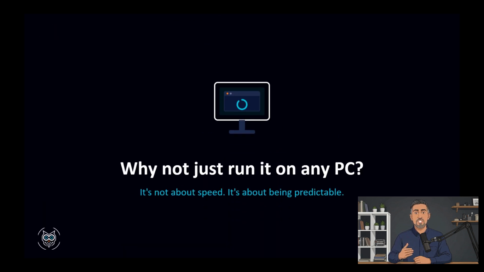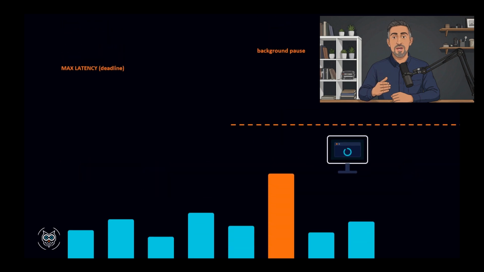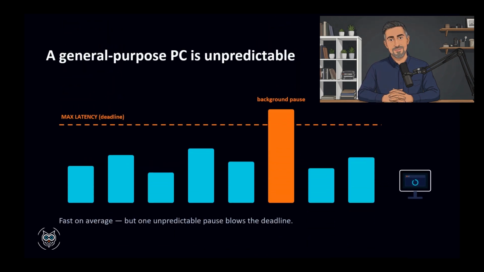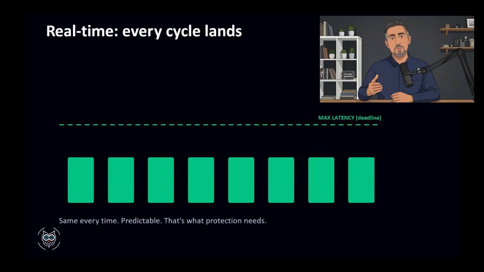Now, the obvious objection: why not just run it on any PC? Because ordinary software isn't predictable enough for protection. It's fast, but it isn't deterministic, and protection demands determinism.